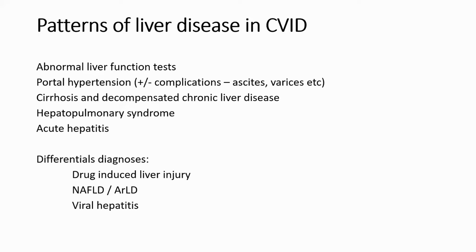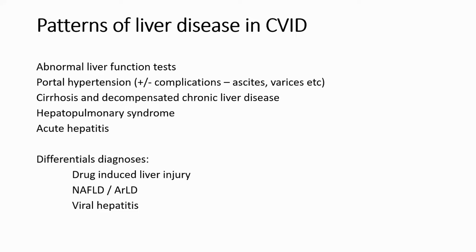This is by no means an exhaustive list, but I suppose the common things to think about will be drug-induced liver injuries, particularly antibiotic exposure in this patient group. Common liver diseases, so could this be common things like fatty liver disease, alcohol-related liver disease? These are common in the general population. They're common in the CVID population too.